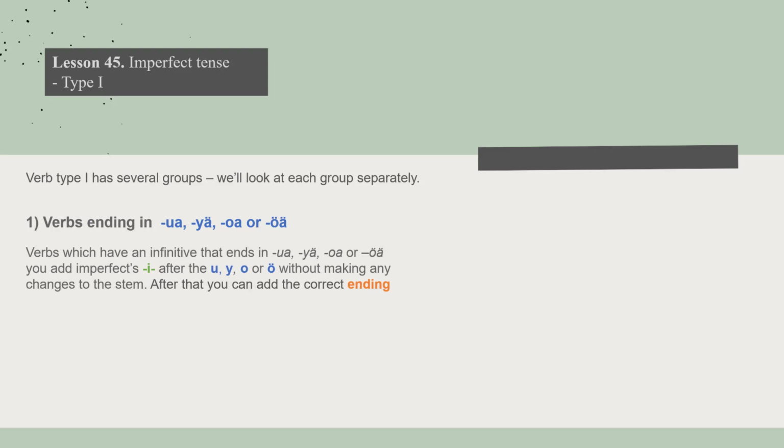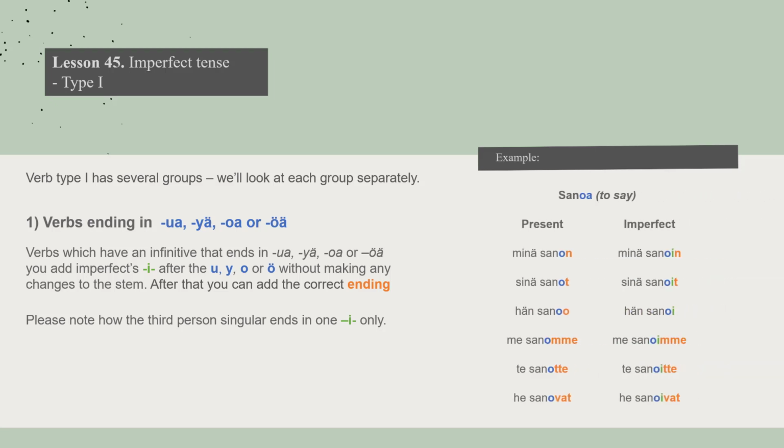Verbs which have an infinitive that ends in ua, yä, oa, or öä: you add the imperfect's i after the u, y, o, or ö without making any changes to the stem. After that, you can add the correct ending. Please note how the third person singular ends in one i only. Now, let's look at some examples.